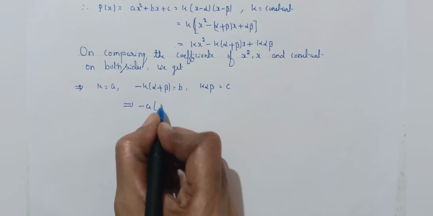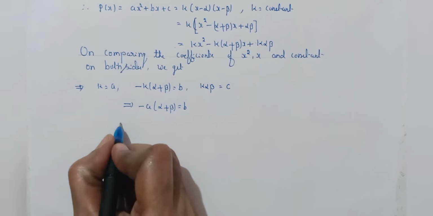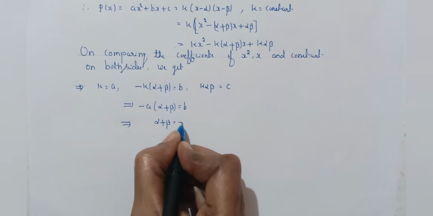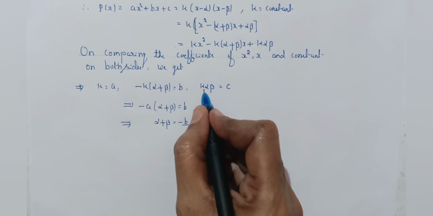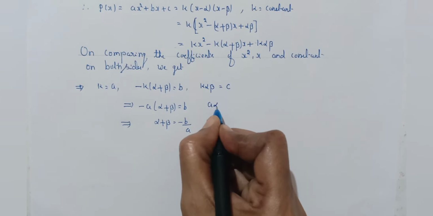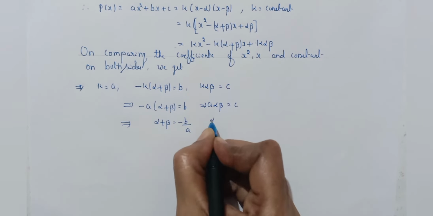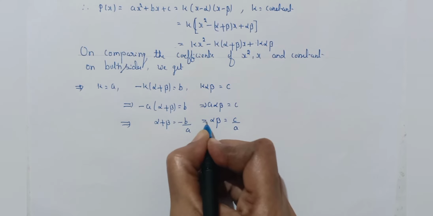So substitute a in place of k. Minus k into alpha plus beta is equal to b. So alpha plus beta is equal to minus b by a. And here also substitute a in place of k. A alpha beta is equal to c. So alpha beta is equal to c by a.